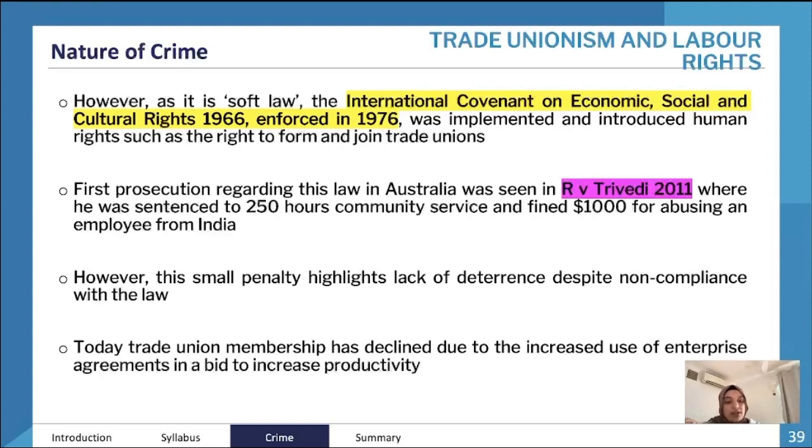So today trade union membership has declined due to the increased use of enterprise agreements in a bid to increase productivity. So nowadays we don't really have a set pay or a set amount of working conditions, like a set structure. It varies from employee to employee or grade level to grade level. So awards, for example, are not as common as they used to be.